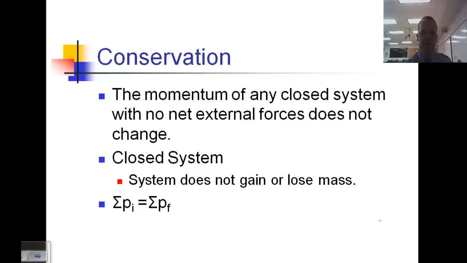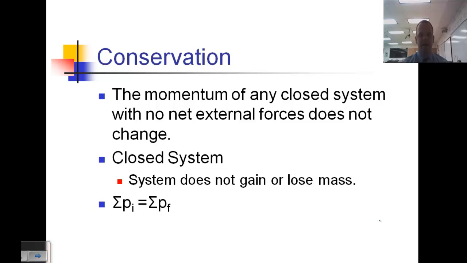For momentum, the conservation of momentum means that the total momentum of all the objects in the system we are looking at will remain the same as long as there's not some sort of external force on the system, or the external forces on the system are not changing. This must be a closed system, meaning that the total system, all the objects that we're looking at, do not gain or lose mass overall through the course of the collision or explosion that we are looking at.